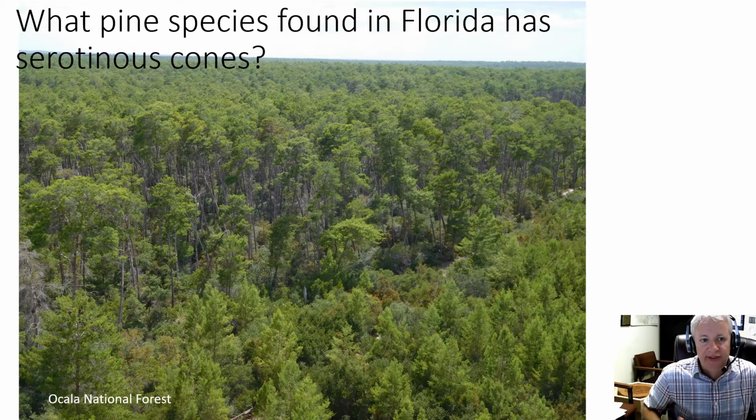And there are other species. So what pine species in Florida has serotinous cones? There's a variety of sand pine that has serotinous cones as well. And again, the serotiny is thought to be an adaptation to fire. So sand pine and lodgepole pine have similar life history traits where serotiny comes into play.